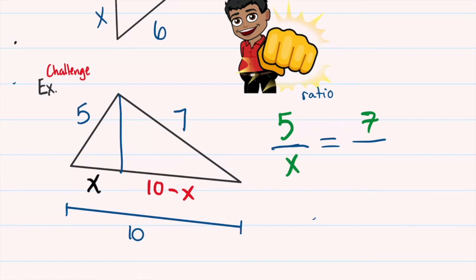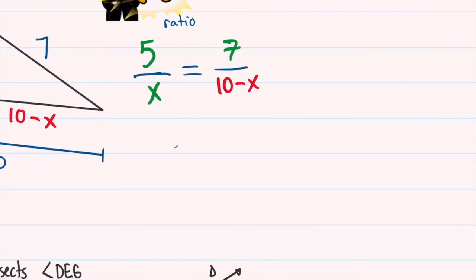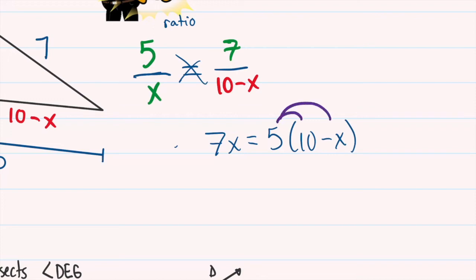So let's go ahead and put that in, 10 minus x. And once your ratio is ready, let's go ahead and cross multiply. Well, 7 times x is just 7x. And we're going to write this next to each other because we actually need to multiply the 5 to all of that, which we call the distributive property. 5 times 10 is 50. 5 times negative x is negative 5x.